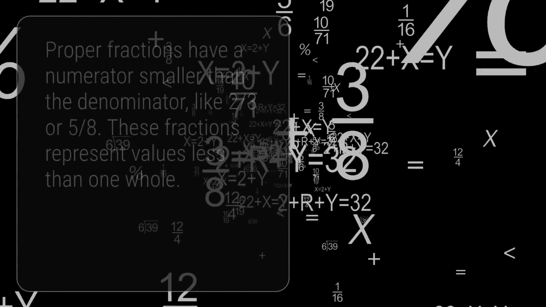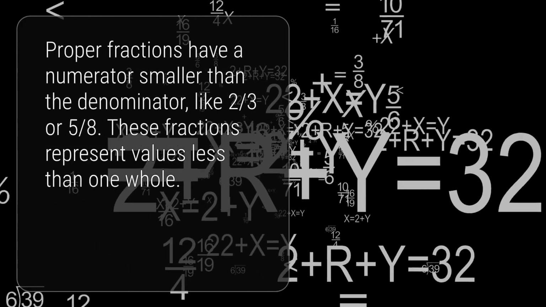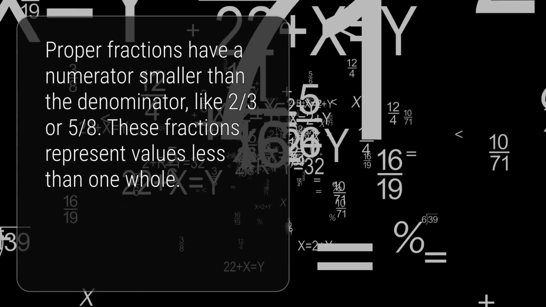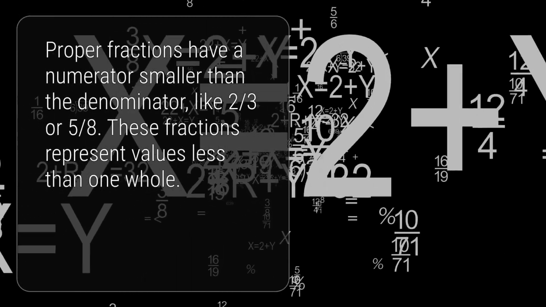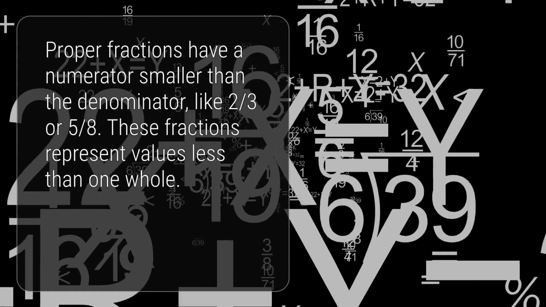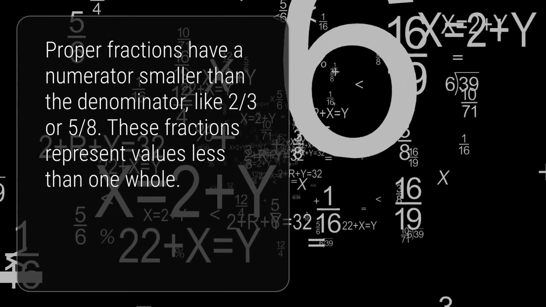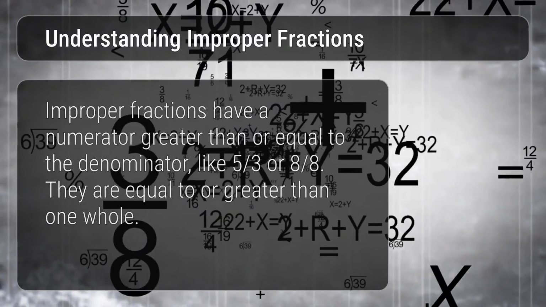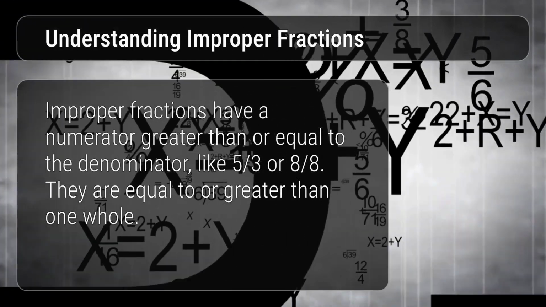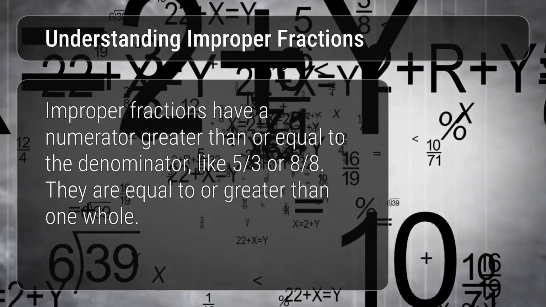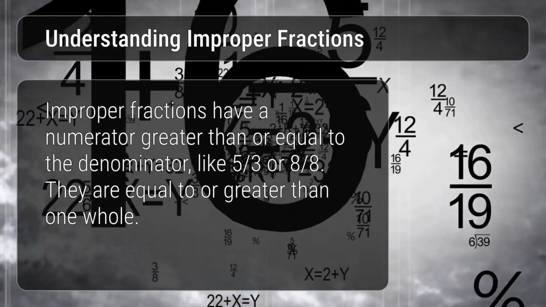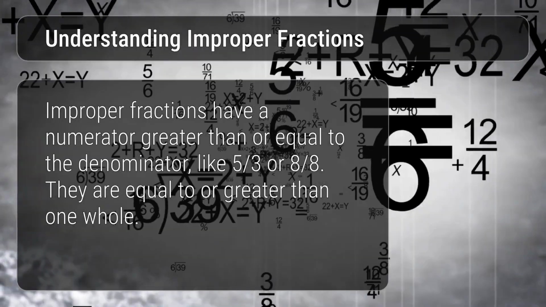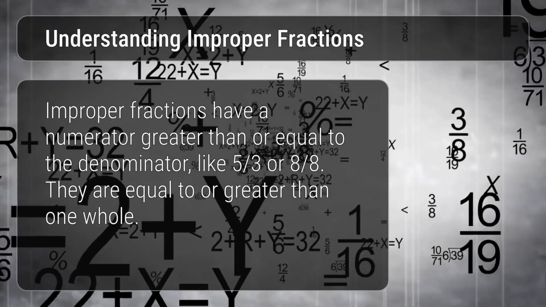Fractions can also be proper or improper. A proper fraction is when the top number, numerator, is smaller than the bottom number, denominator. For example, 2/3 or 5/8. These fractions are less than 1/2. An improper fraction is when the top number is bigger than or equal to the bottom number. For example, 5/3 or 8/8. These fractions are equal to or greater than 1/2. Don't worry too much about these for now, but it's good to know the terms.